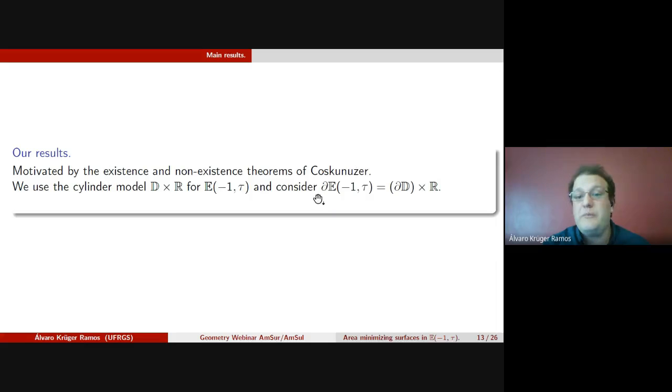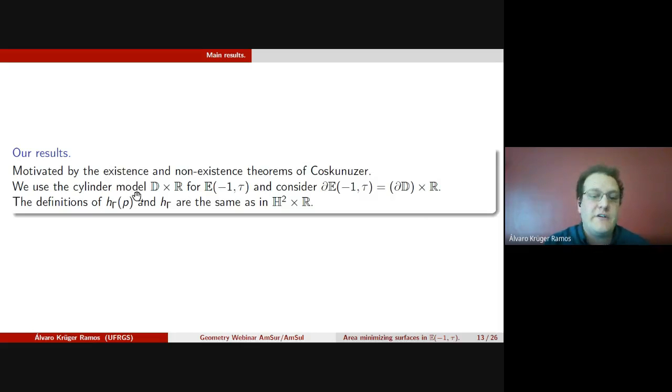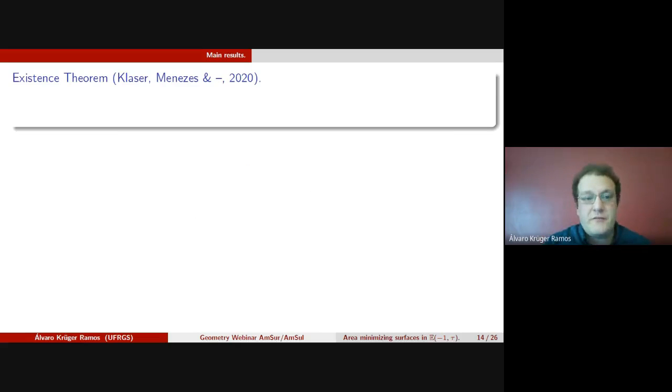And we consider the asymptotic boundary of this manifold just the same way we did as H2 cross R. We consider the boundary of the disk times R. So it's S1 cross R. And again, the definitions of height of a curve at a point and the global height of a curve are the same. You take this vertical segment and you consider the Euclidean length of the connected component, and you take the minimal number.